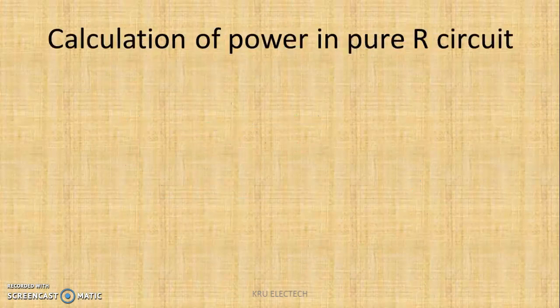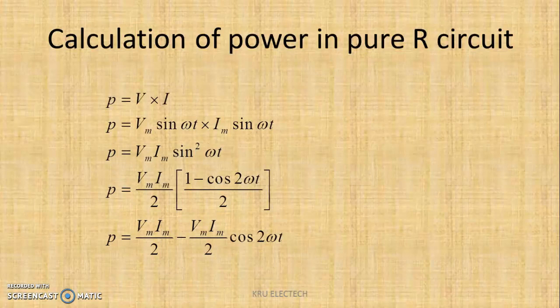So how can you calculate the power in the pure resistive circuit? Normally the equation of power is voltage into current, V into I. In our case it is again V into I, but you just have to put in the values. The voltage is Vm sin omega t and the current is Im sin omega t. So the result is P equals Vm Im sin square omega t.